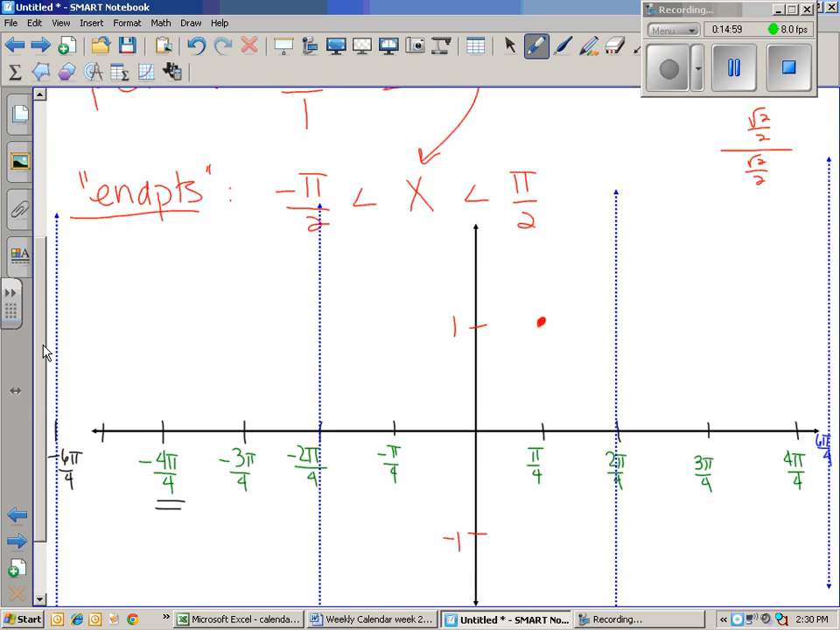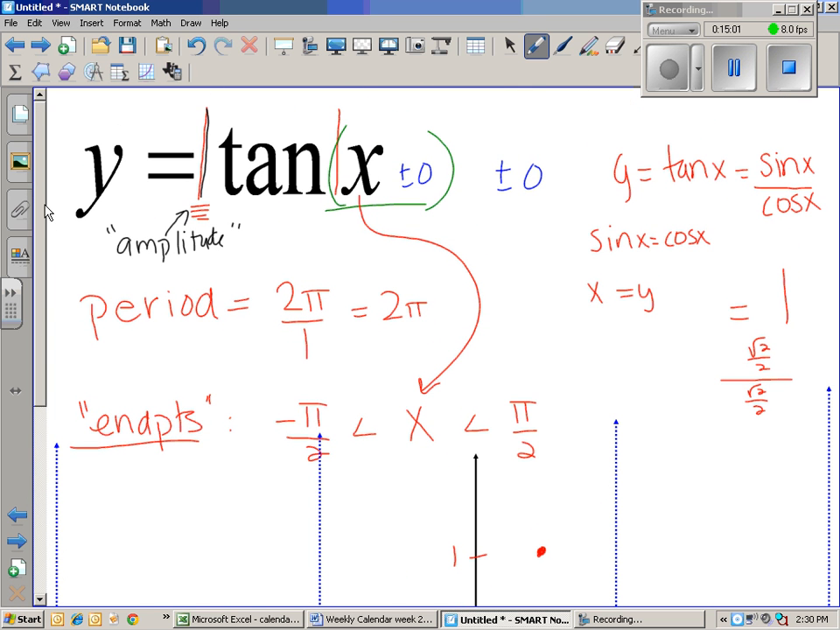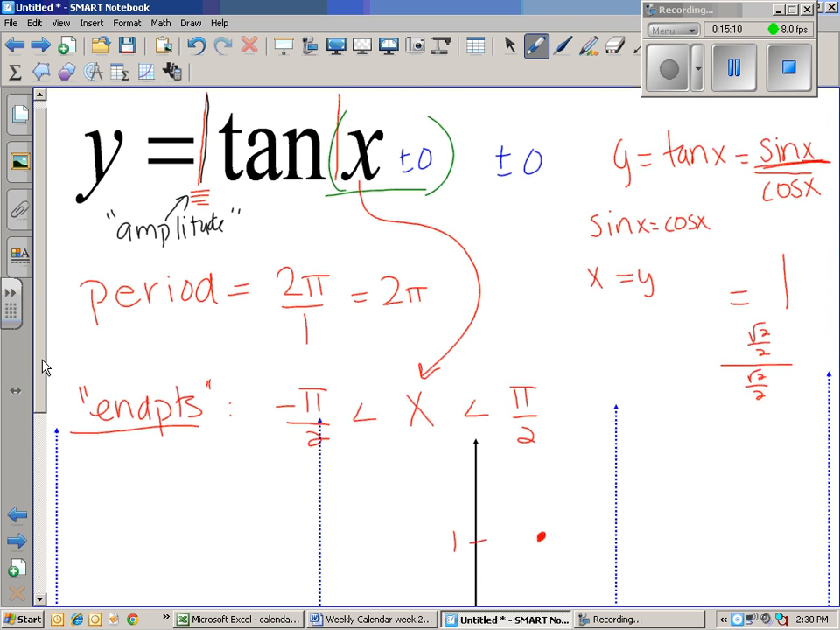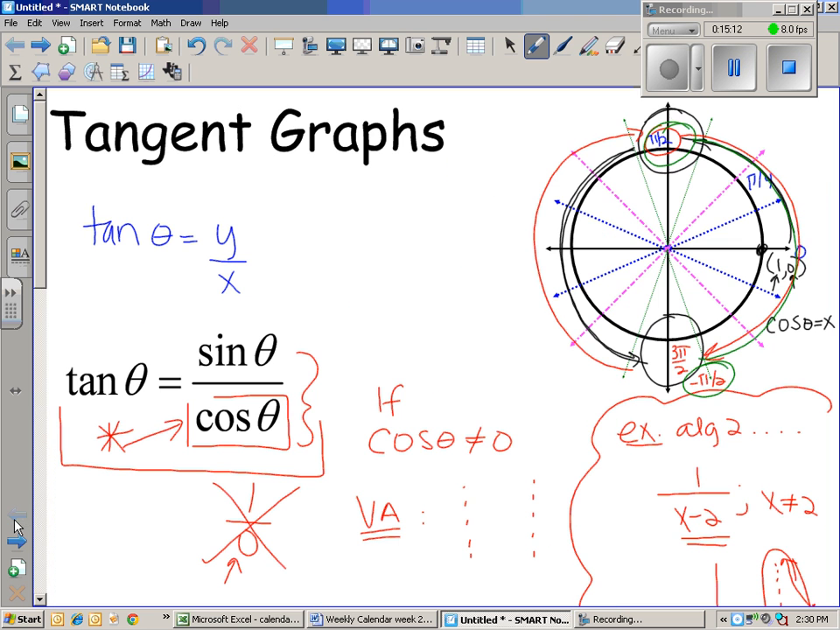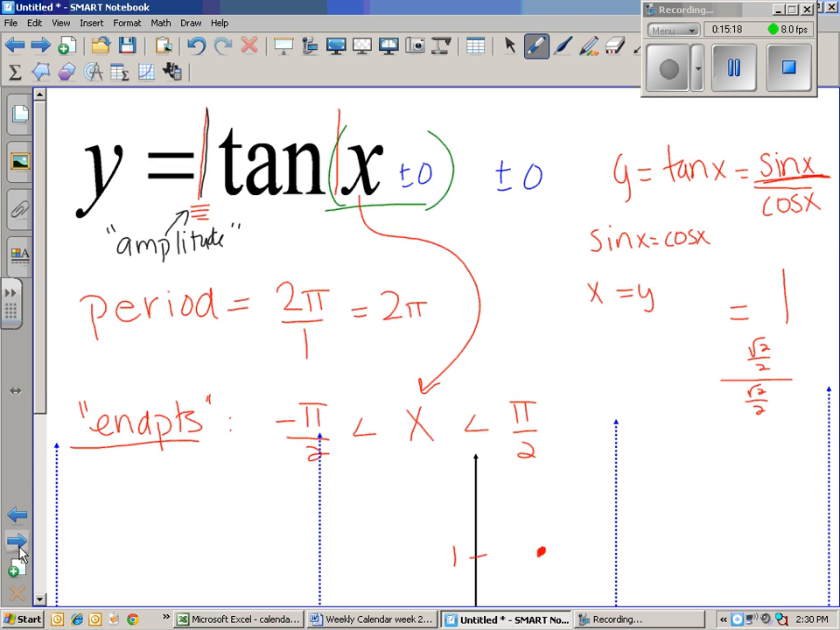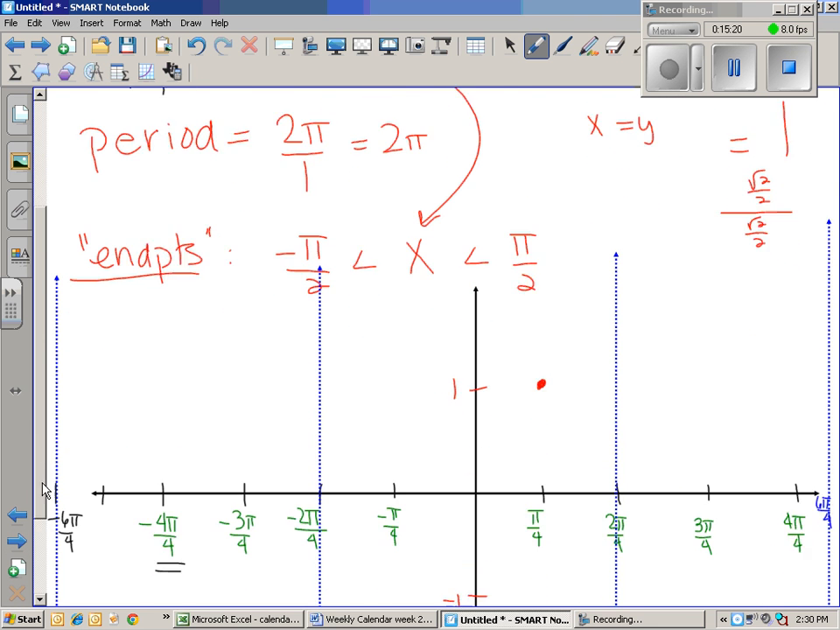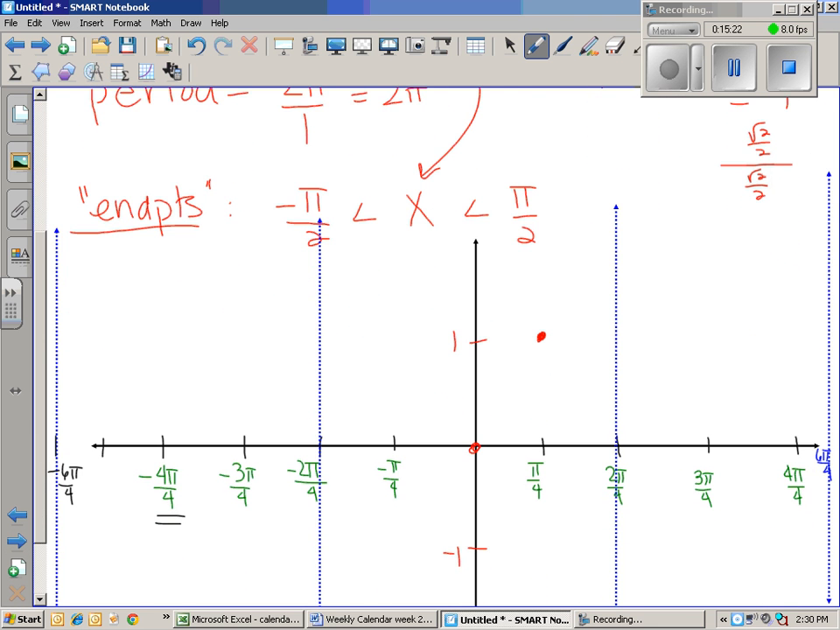Okay. Well, remember, I said I wanted to be centered about 0. So, hey, what's the sine of 0? If I go to the dot that's on my unit circle at 0 degrees, it's 0. There it is. So what's 0 divided by anything? Hey, it's 0.